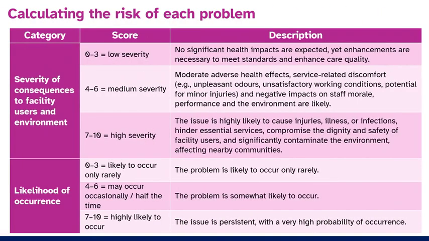During the risk assessment process, issues are evaluated based on two criteria, both scored out of 10: severity of consequences and likelihood of occurrence. Severity is categorized into low, medium, and high as shown. This indicates the potential impact on health and the environment. Likelihood is assessed as rare, occasional, or highly likely, reflecting the frequency of occurrence. By systematically analyzing severity and likelihood, each issue the facility faces is scored out of 20.